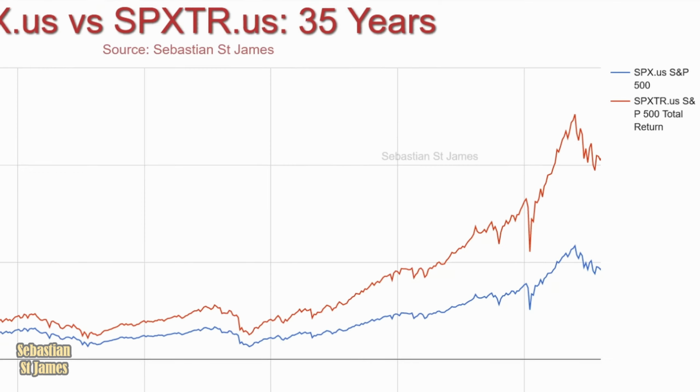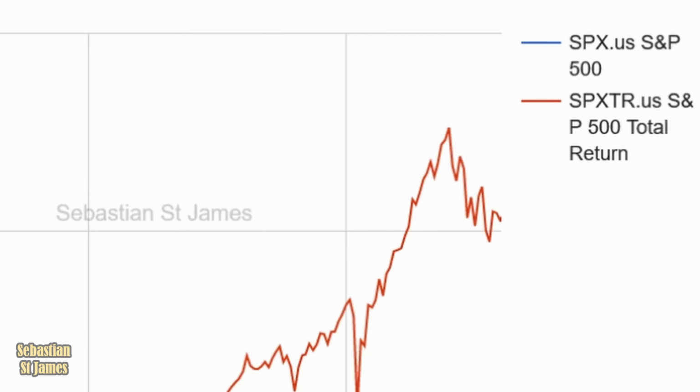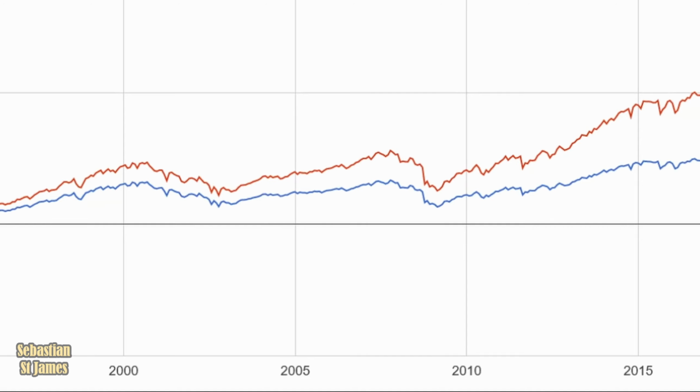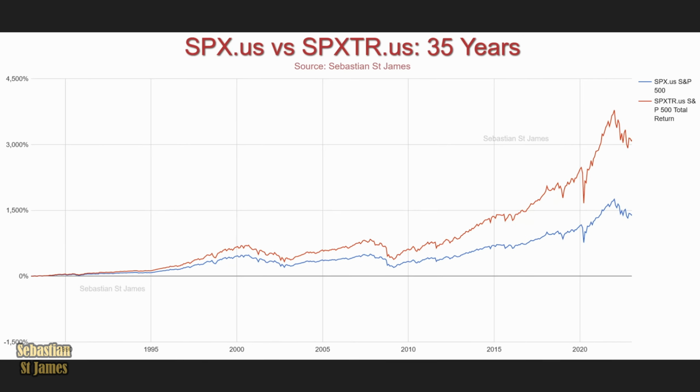This graph shows me the SPX, which is the S&P 500, the normal index, and the SPXTR, which is the S&P 500 total return, which has dividends reinvested, for 35 years. It's a red line, it's a blue line, and there's a big difference in how they've performed. Well, what's the top line? It's the red line quite clearly. Is that the one that retains its dividends?